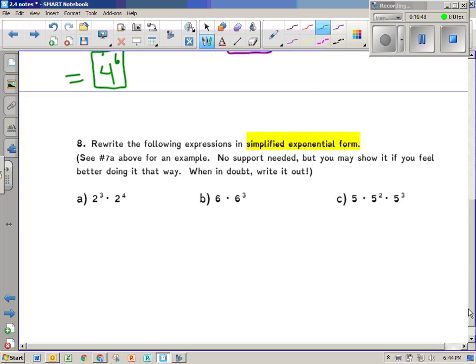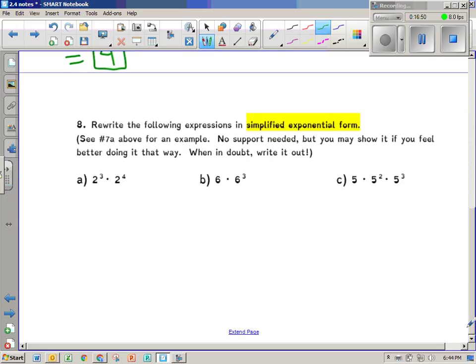Now, the following instructions are different. Again, it says rewrite the following expressions in simplified exponential form. No support is needed, but you may show it if you feel better doing it that way. When in doubt, write it out. That's actually a good suggestion right there.